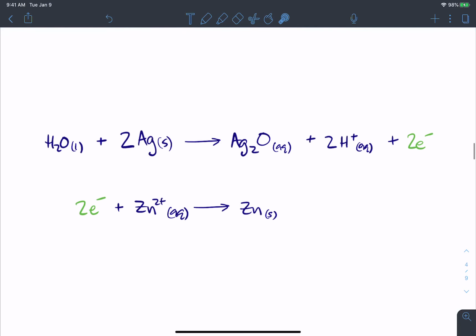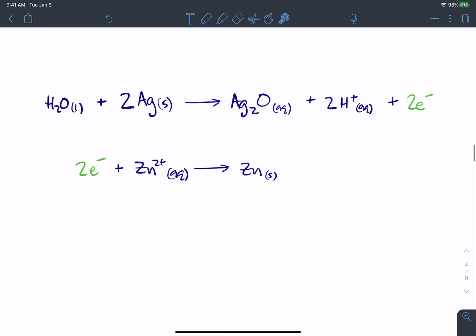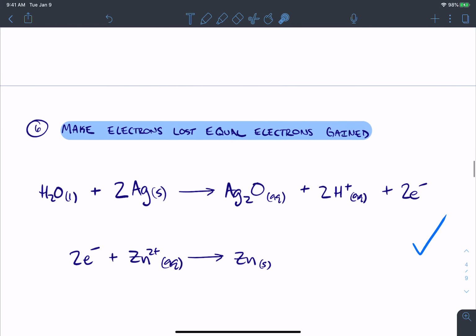So if I rewrite those, in order to balance the charge, I've added 2 electrons on the product side to the first half reaction and 2 electrons on the reactant side in the second half reaction. Alright, so we have charge balance.